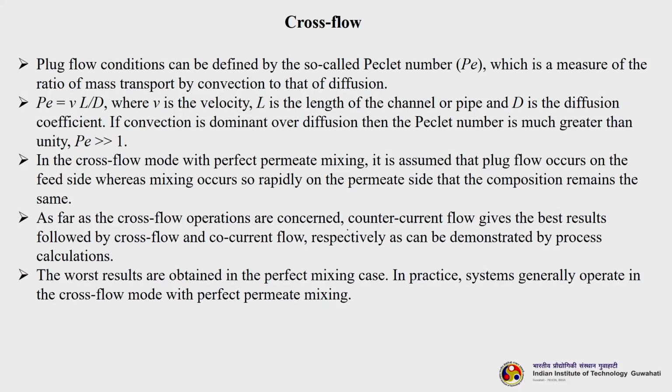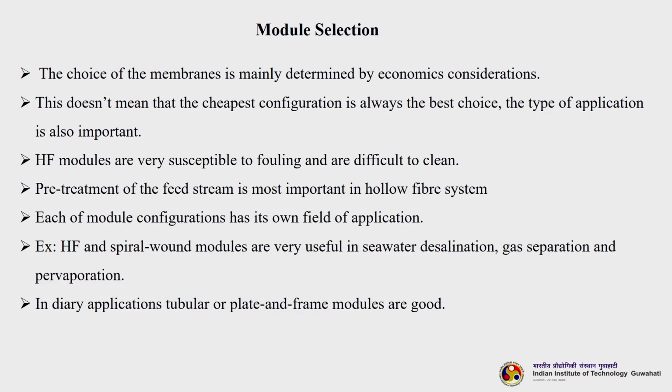And as far as cross flow operations are concerned, counter current flow always gives the best results, followed by the cross flow and co-current flow. However, the worst results are given by perfect mixing. In general, perfect mixing is done using permeate recirculation. That is why it is called perfect permeate mixing. So, the permeate is getting mixed continuously.